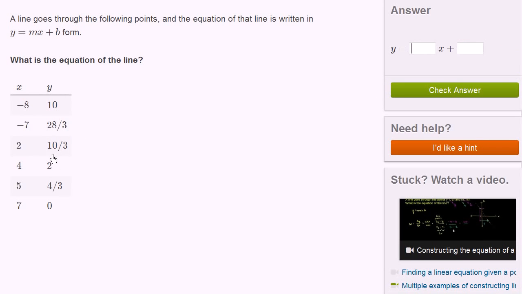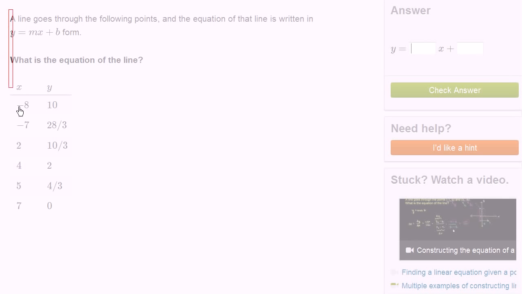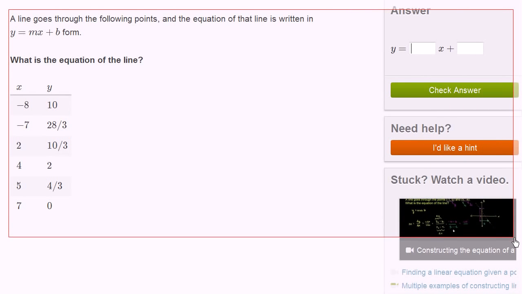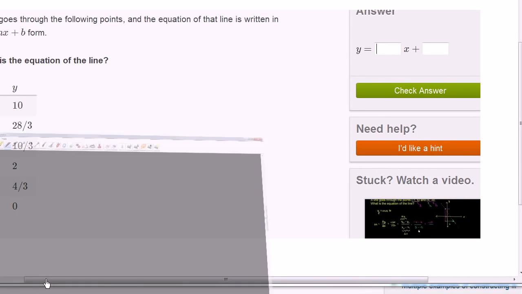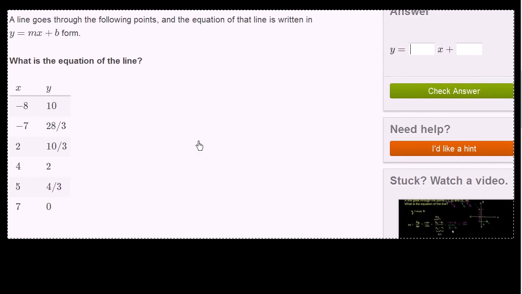Let's do another one of these. Maybe one where the y is actually changing. So here, the y is actually changing. So let me copy and paste this one, put it on my scratch pad, and we could work it out. So let's stick it right over here. And then we are told a line goes through the, okay, so same thing. The line goes through these points. What's the equation of the line?